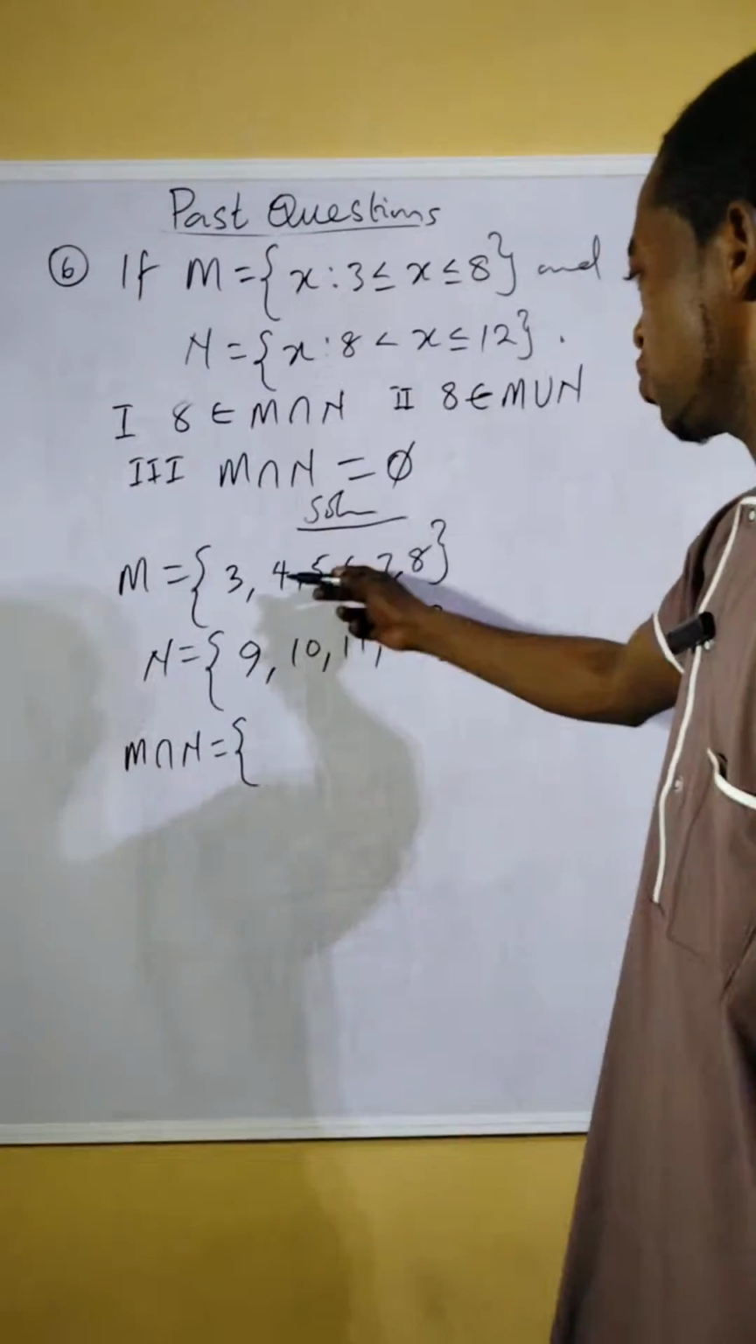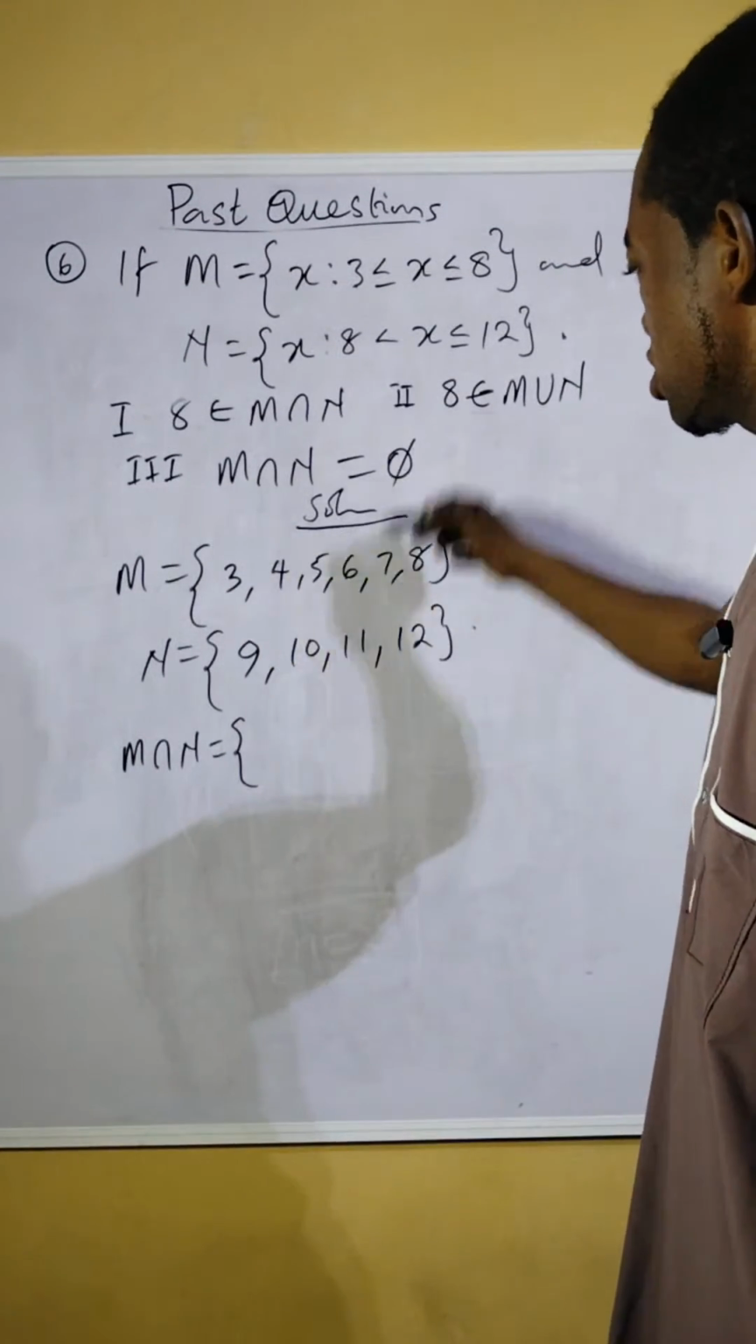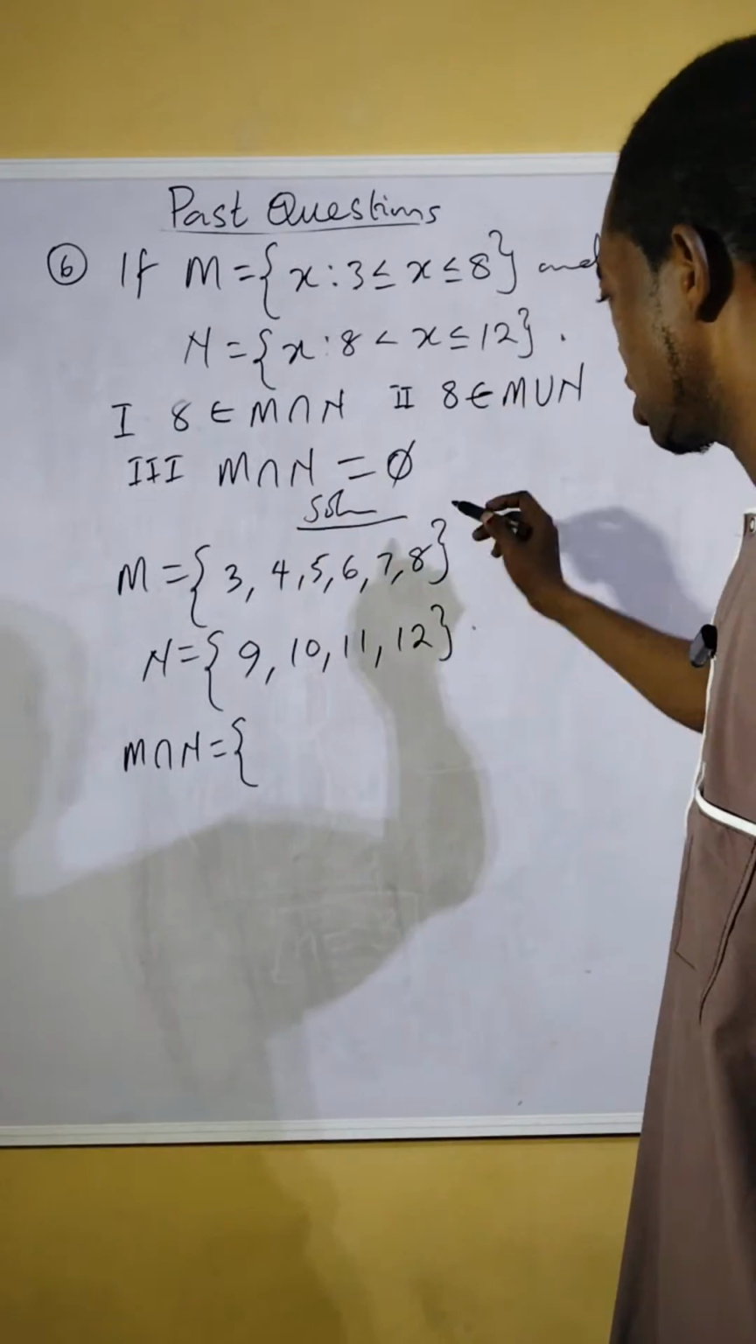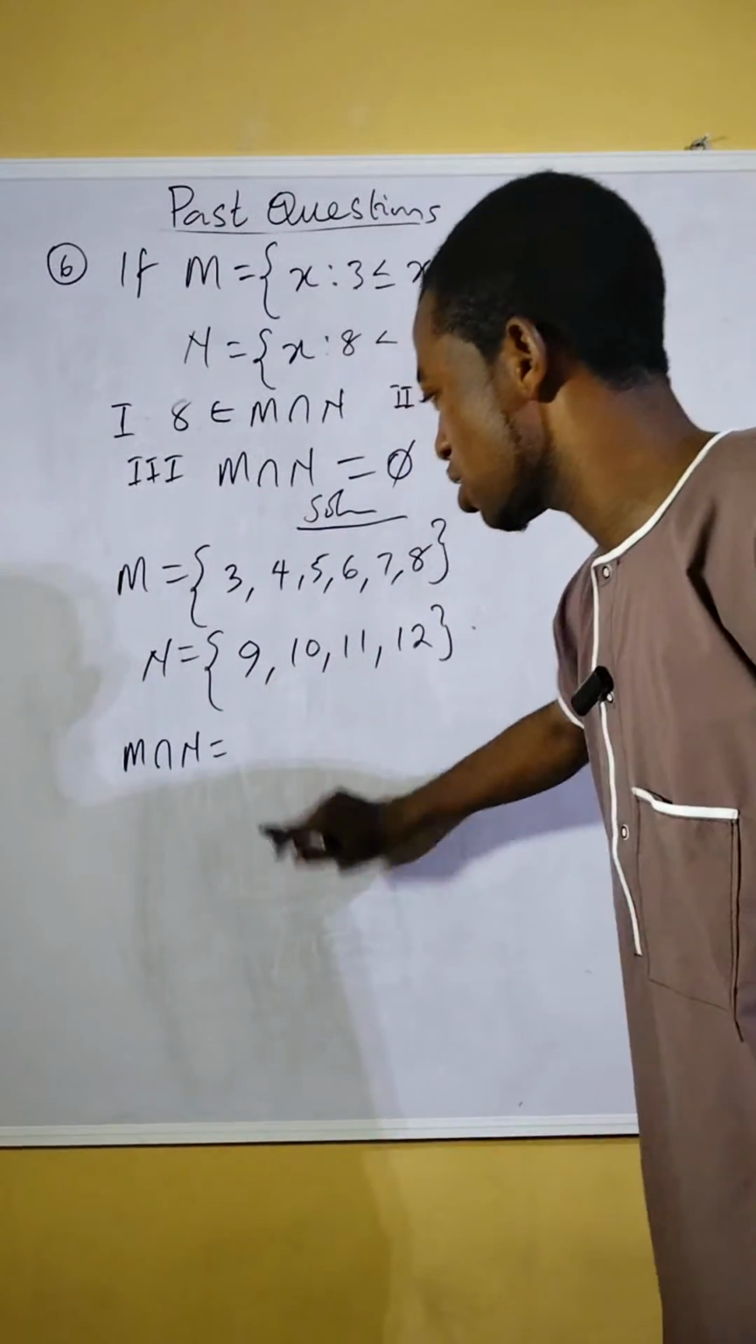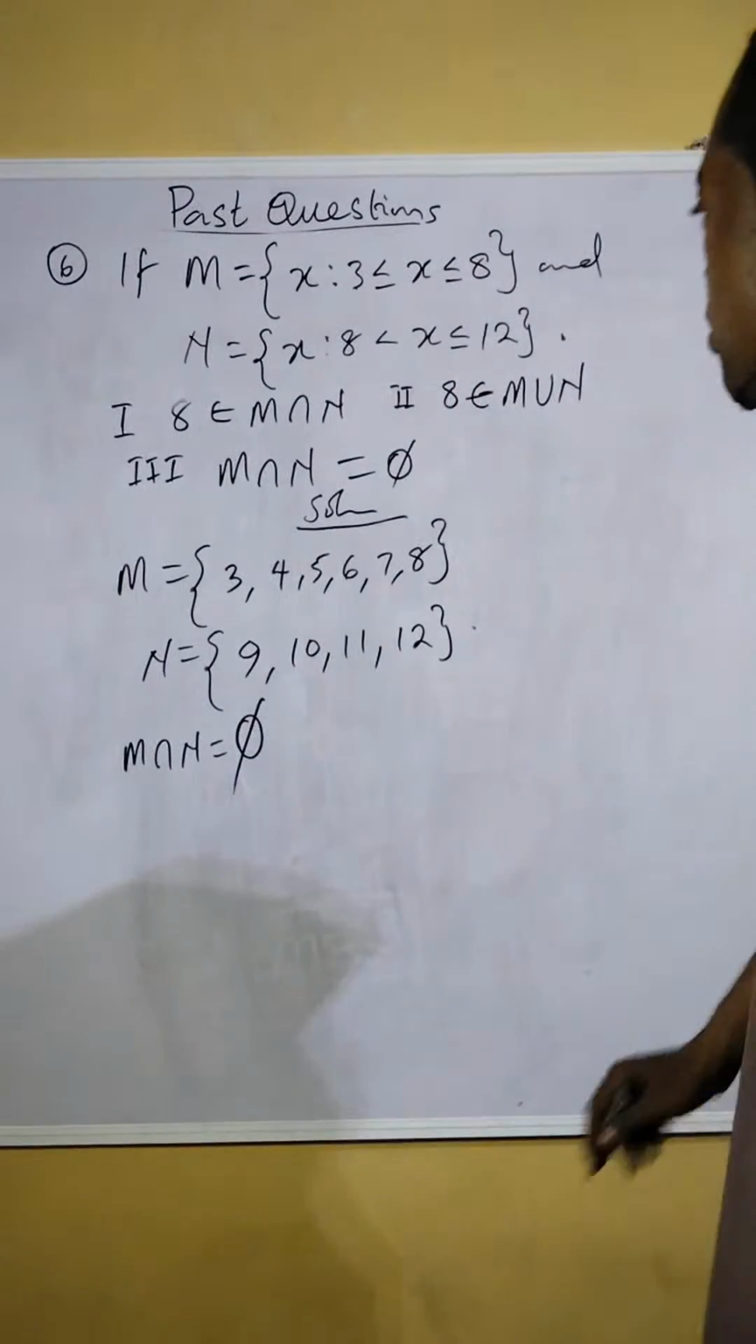3 is here, 3 is not here, 4 is here, 4 is not here, 5 is here, 5 is not here, 6 is here, 6 is not here, 7 is here, 7 is not here, 8 is here, 8 is not here. So first, M intersection N is an empty set.